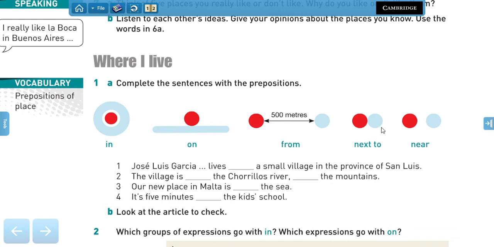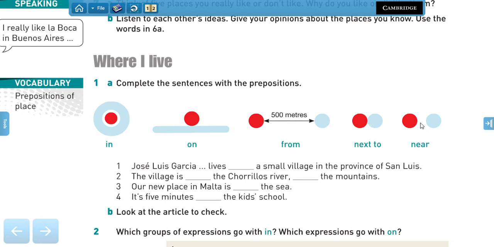Then we have the expression next to. That is when you have two things right beside each other. So for example, my house is next to my neighbor's house, right? But sometimes you don't have neighbors, you have a hospital or a supermarket, right? So when we have two things very closely together, one next to the other, right? We're going to use this preposition.